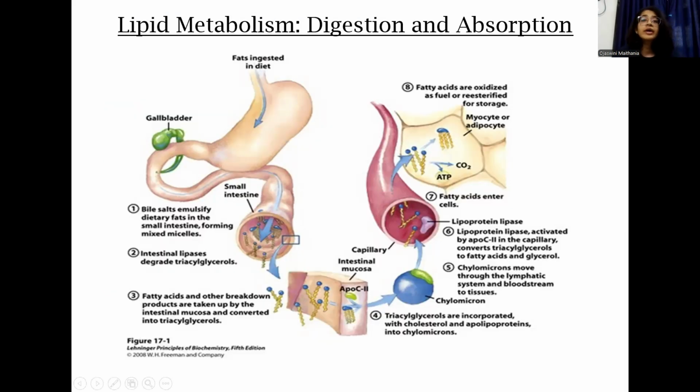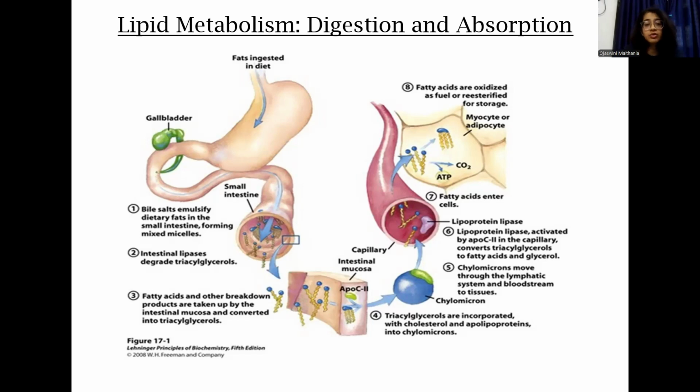Now let us take a look at lipid metabolism in the digestive system. Dietary lipids are mainly digested in the small intestine by the action of bile salts and the pancreatic lipase enzyme. Bile salts emulsify the fat, increasing the surface area for enzymatic breakdown, and pancreatic lipase breaks down the triglycerides to form monoglycerides, fatty acids, and glycerol.